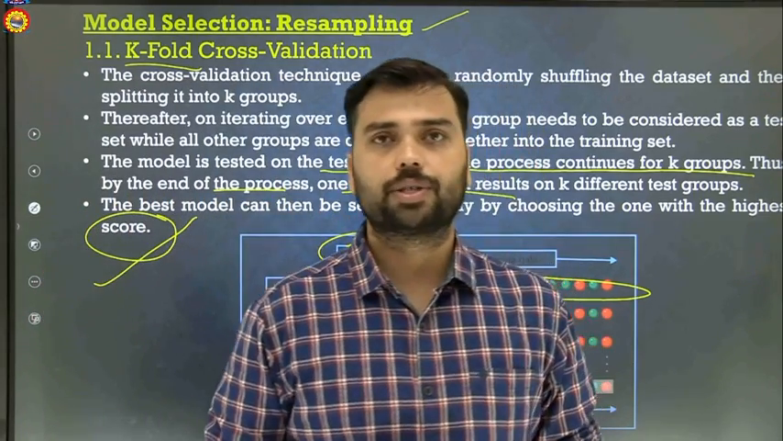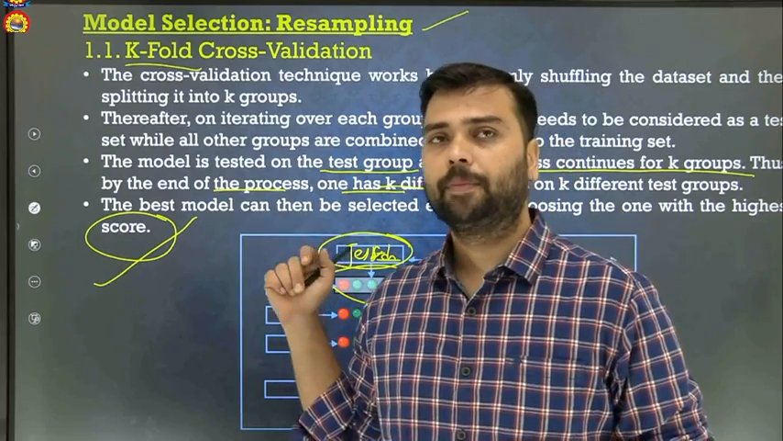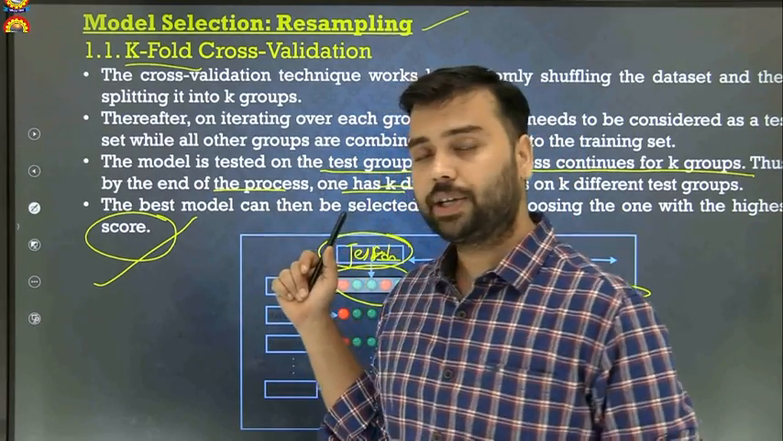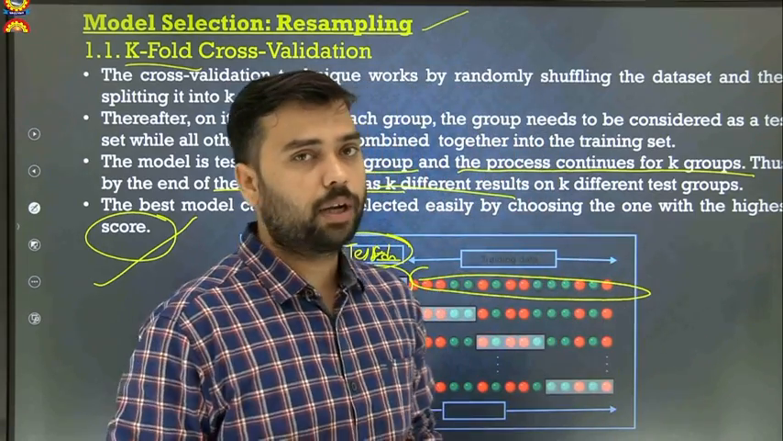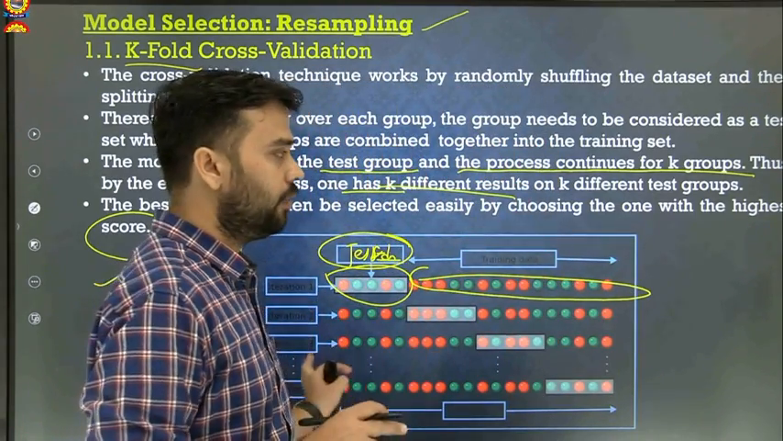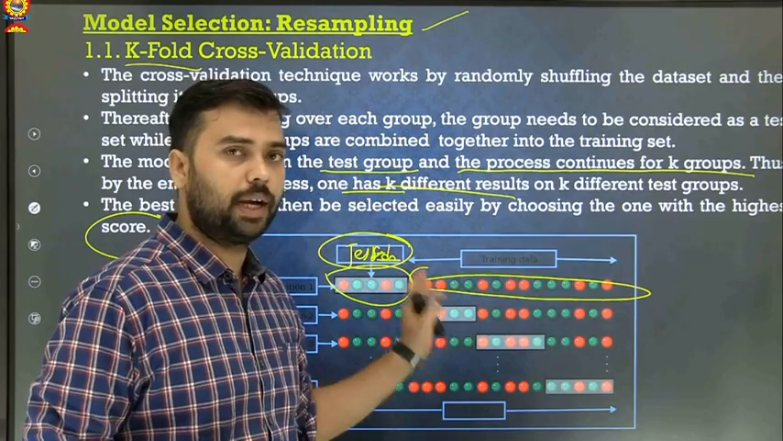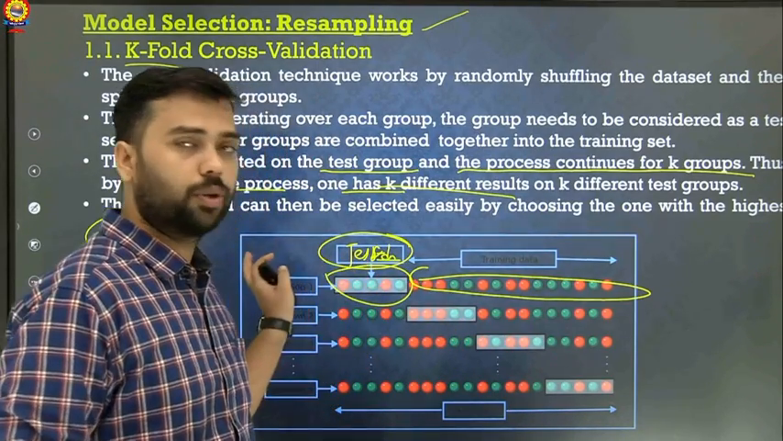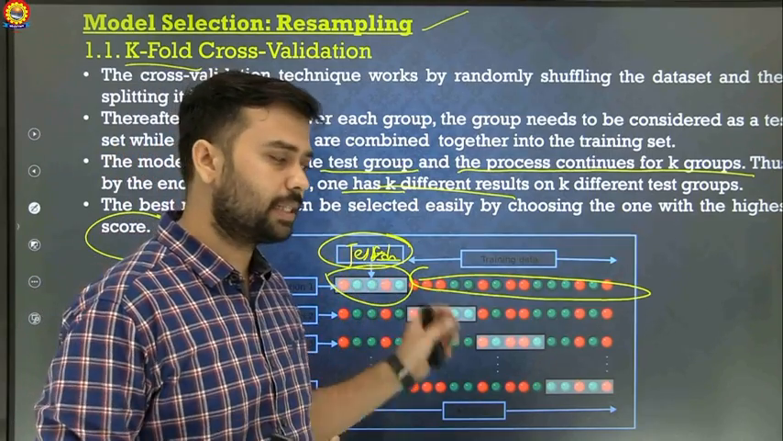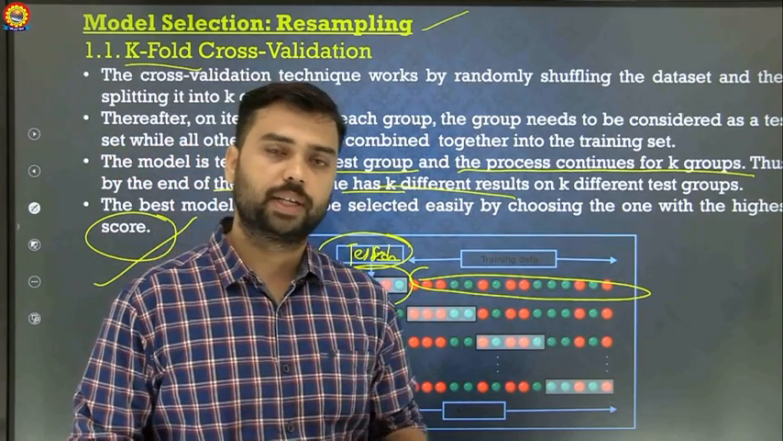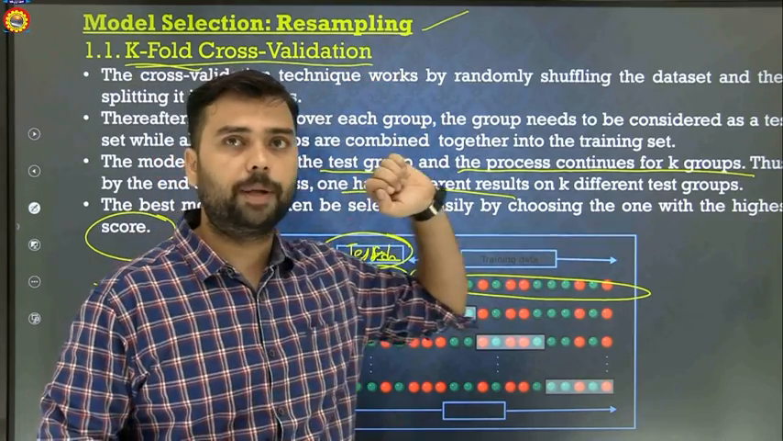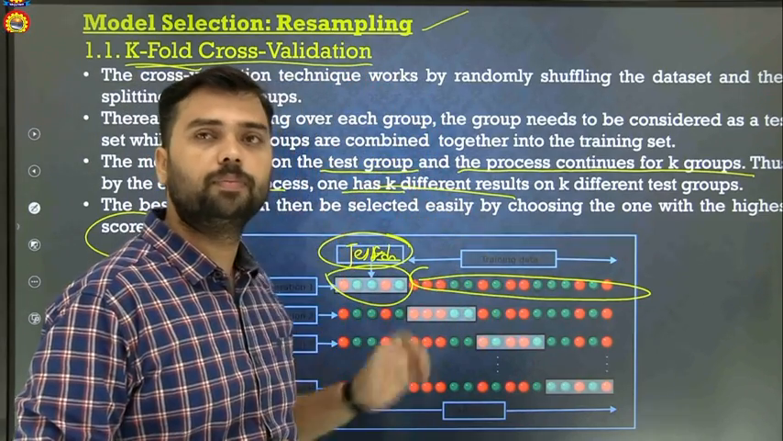I hope you understood. Any question? Any question on k-fold cross validation? We select the model which has the higher score. That's it. Tell me, did you understand this concept? We will also discuss the Python code for k-fold cross validation. Don't worry. But any question right now? Tell me.